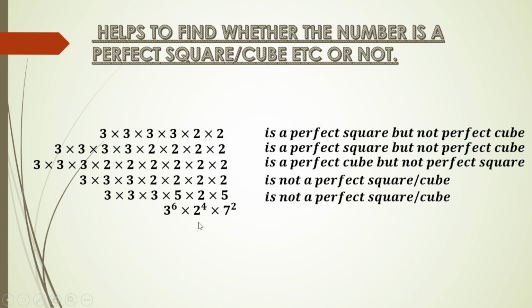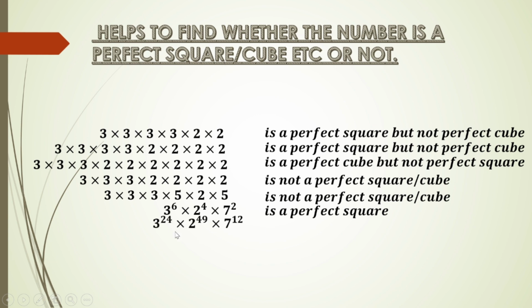Now this number, what's the frequency of 3? 6, 2, 4, 7, 2. Okay, as all of these are even numbers, they can easily be distributed into 2 groups. 3 can be easily distributed among 2 groups, 2 also, 7 also. So it is a perfect square. Can it be distributed into groups of 3? 3 is raised to power 6, so it can be distributed into 3 groups. But this cannot be, this cannot be. So it is a perfect square but not a perfect cube.